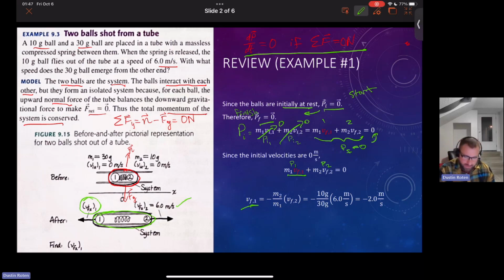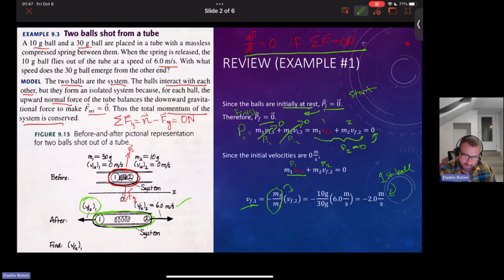Turns out it's just a ratio between the masses, and that ratio is going to scale the velocity of the other object. We can plug in these numbers. Turns out the final velocity of the first ball is negative 2 meters per second.